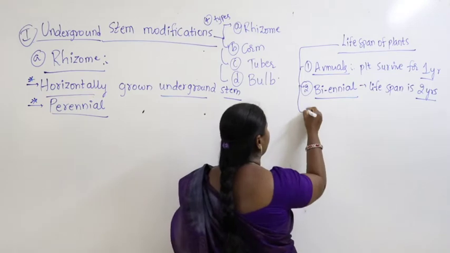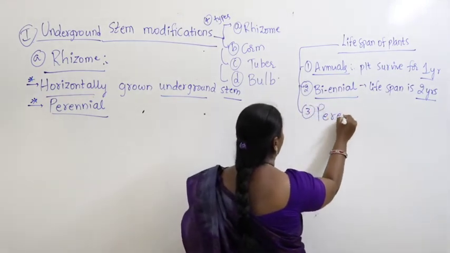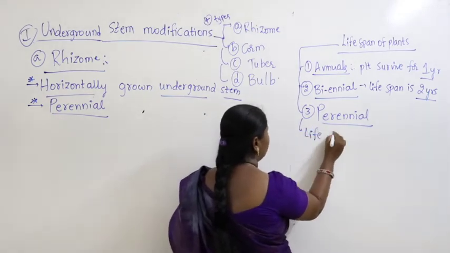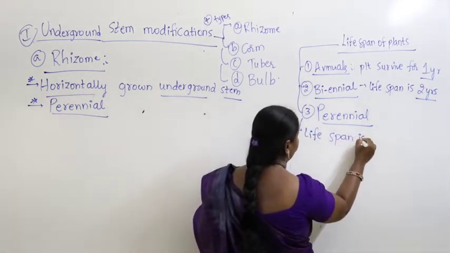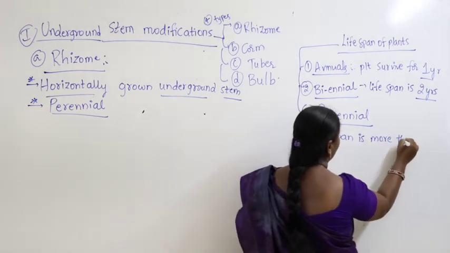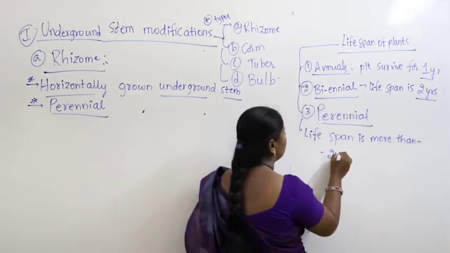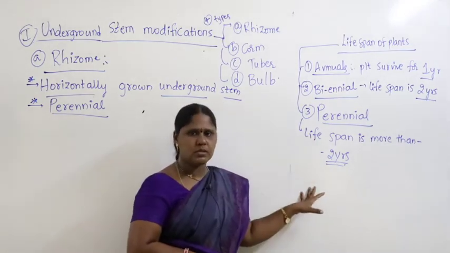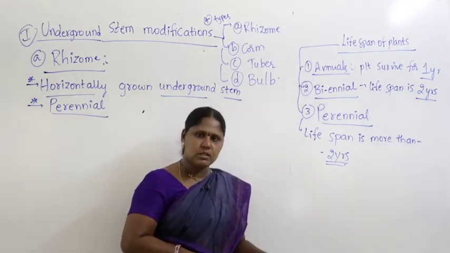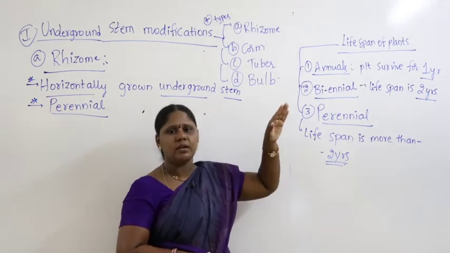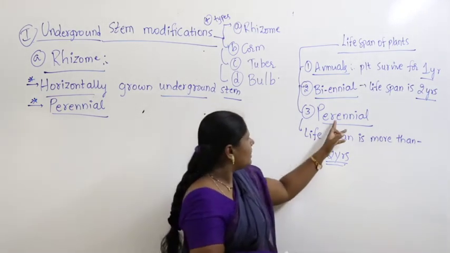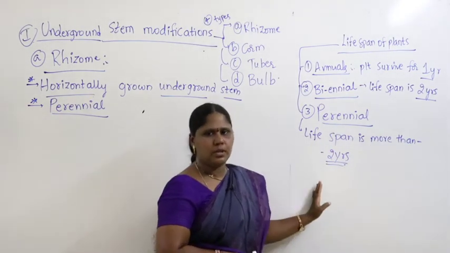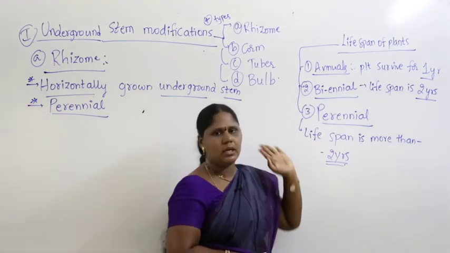Then what is the third category we can write? Perennial. In perennial, the lifespan is more than 2 years. If the plant survives more than 2 years, it is called perennial. Lifespan is more than 2 years. It's called perennial.